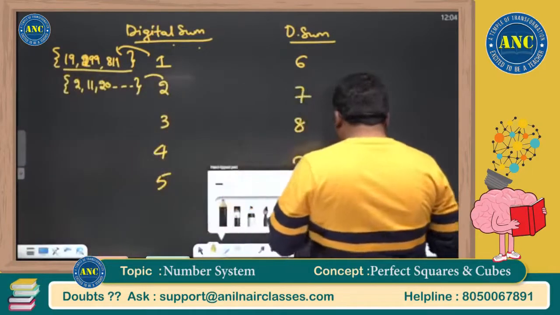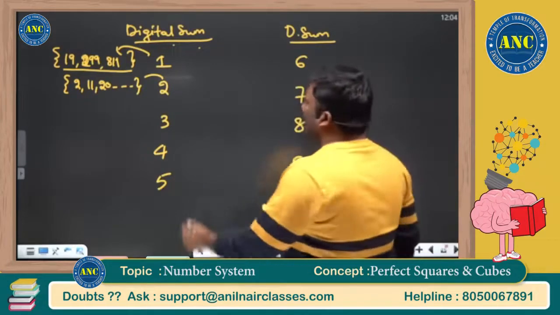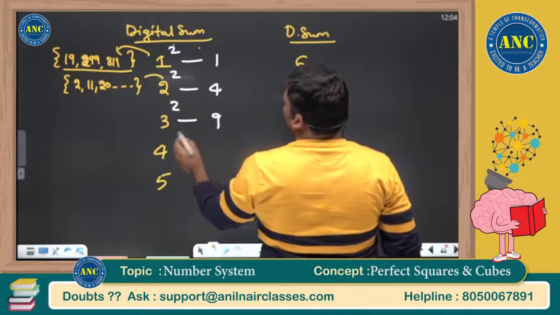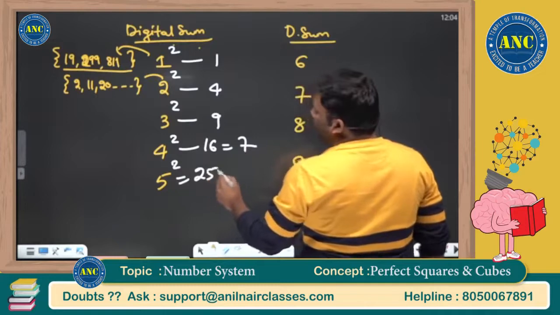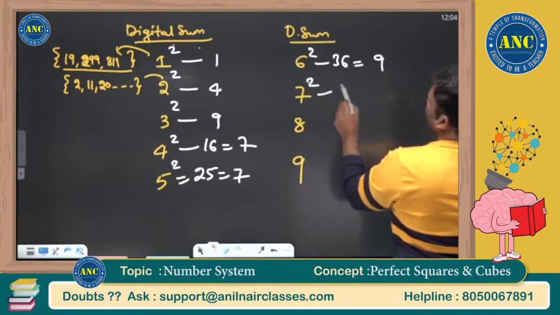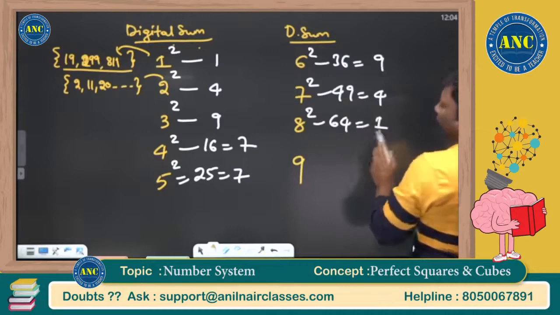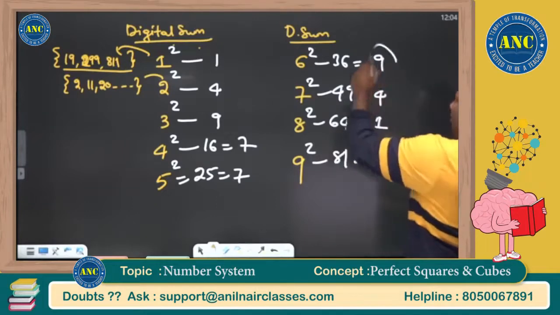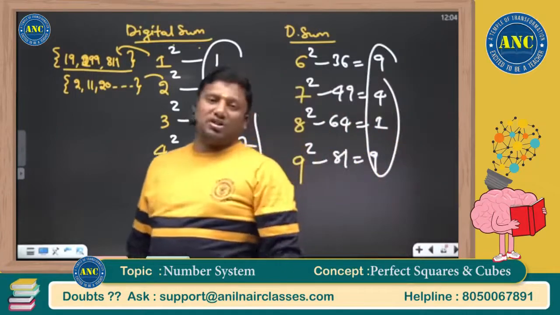Now listen carefully, sir. When I am explaining a concept, I will not see the comments. Just have some patience. Suppose I square these. 1 squared is 1, 2 squared is 4, 3 squared is 9, 4 squared is 16, whose digital sum is 7. 5 squared is 25, 2 plus 5 is 7. 6 squared is 36, 3 plus 6 is 9. 7 squared is 49, which gives 4. 8 squared is 64, 6 plus 4 is 10, which is 1. 9 squared is 81, 8 plus 1 is 9. What are all the numbers we got on the right hand side? We got 1, 4, 7 or 9.